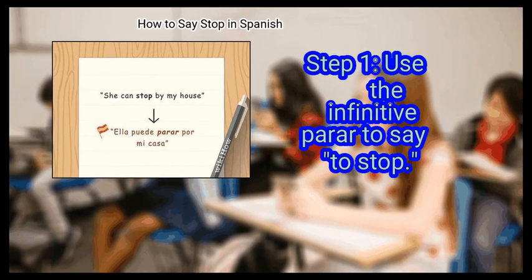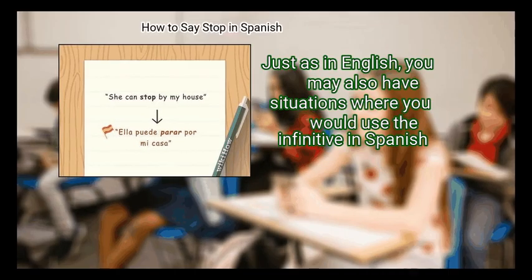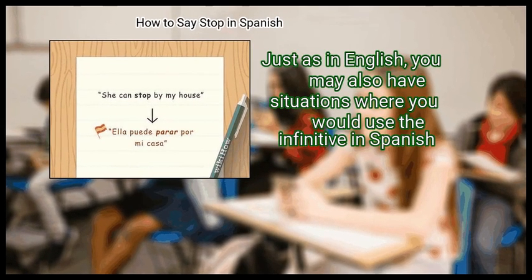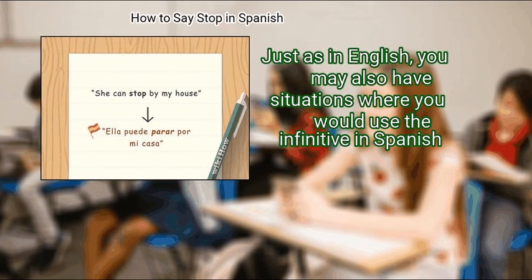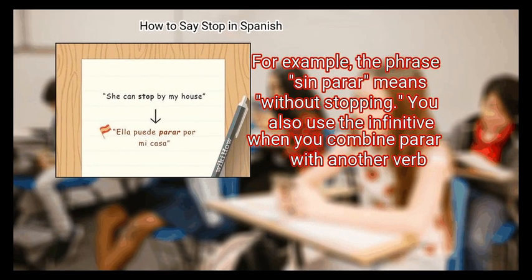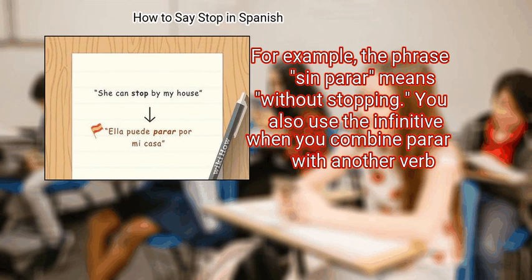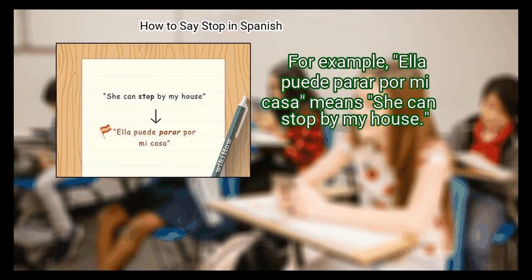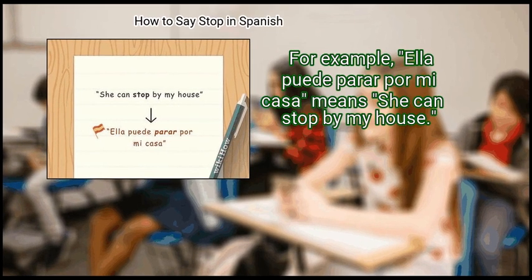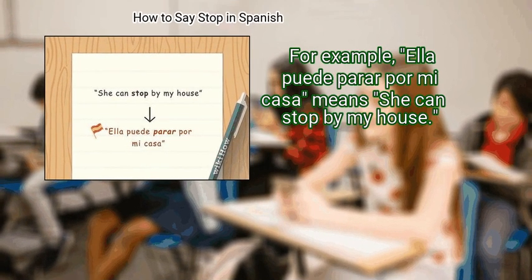First, use the infinitive parar to say to stop. Just as in English, you may also have situations where you would use the infinitive in Spanish. For example, the phrase sin parar means without stopping. You also use the infinitive when you combine parar with another verb. For example, ella puede parar por mi casa means she can stop by my house.